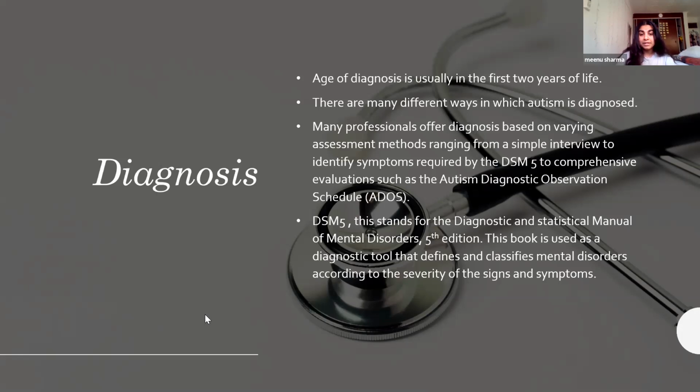Another method is the use of DSM-5. This stands for Diagnostic and Statistical Manual of Mental Disorders, 5th edition. This book is used as a diagnostic tool that defines and classifies mental disorders according to the severity of the signs and symptoms.